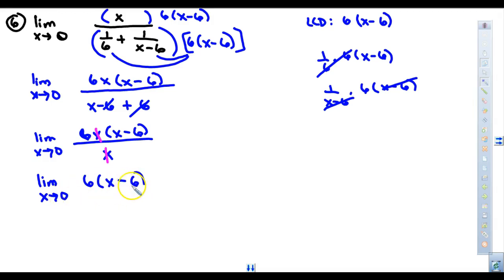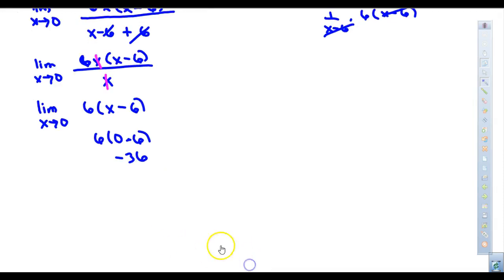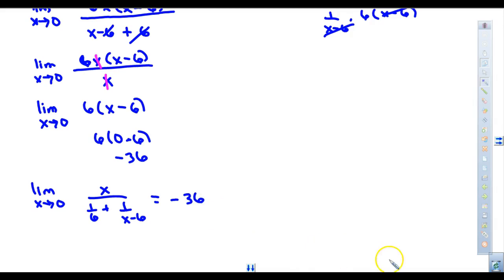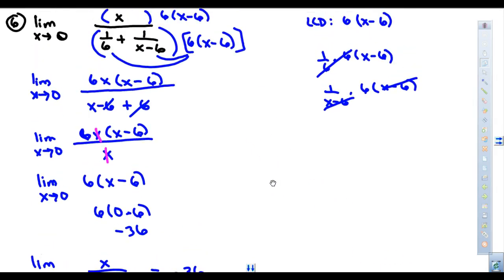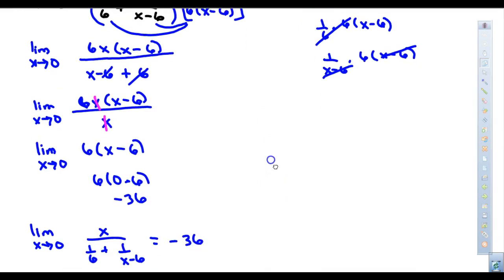So I'm going to try direct sub again, put a 0 right there. 6 times negative 6 gives me negative 36. So that is my limit. So my limit as x approaches 0 of x over 1 over 6 plus 1 over x minus 6 is equal to negative 36. I'm going back to check because I wanted to make sure I didn't do anything careless there. Yeah, we're good.